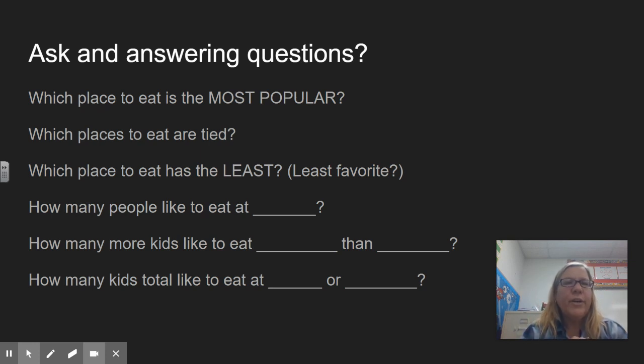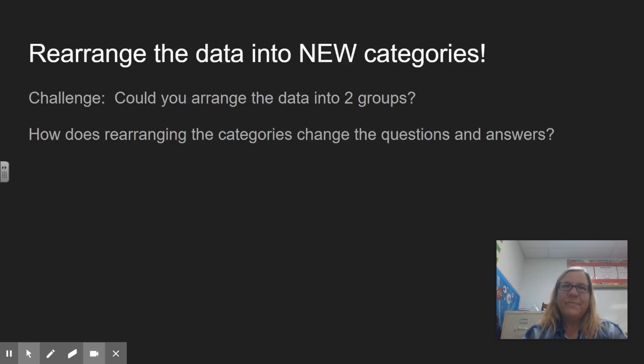And finally, I might have a question where I'm asking to put the answers together. So how many kids like to eat at McDonald's or Olive Garden? I have 5 that like to eat at McDonald's and 2 that like to eat at Olive Garden. And if I'm putting them together, then I would get my total. So total, I have 7 kids that like to eat at McDonald's or Olive Garden.